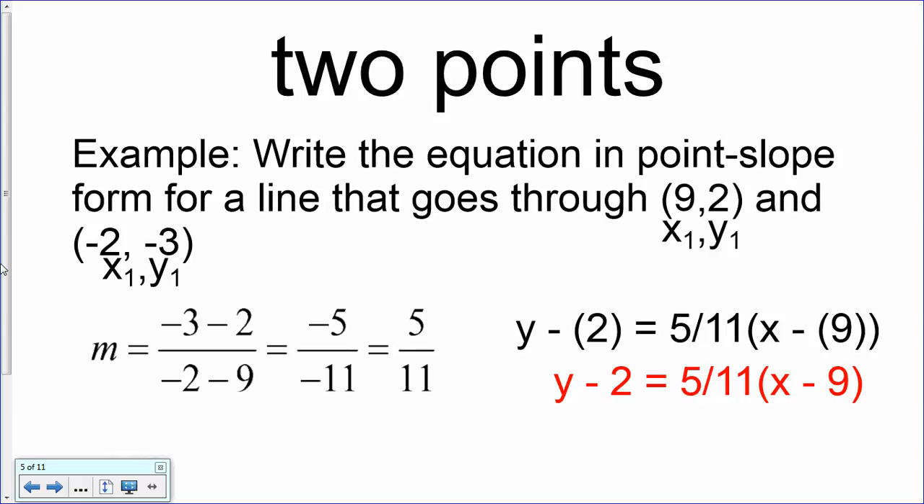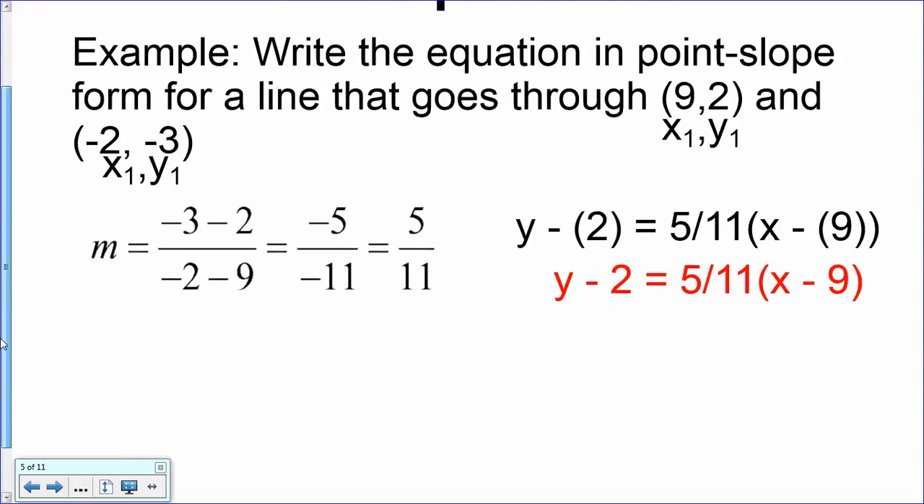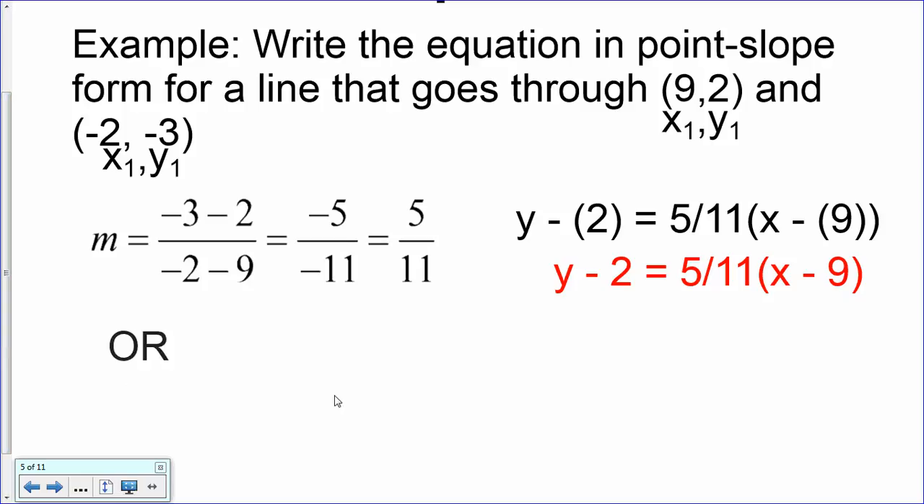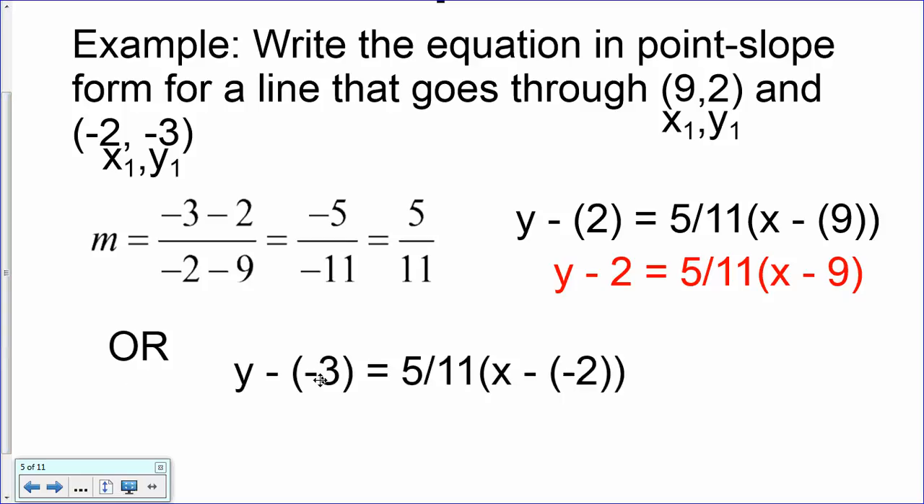Or, if you wanted to use the other point, -2, -3, you can plug in that stuff. And then the double negatives just turn into positives. So you get y plus 3 equals 5/11 times x plus 2. Both the things in the red are correct. So this one, there could be multiple answers depending on which point you pick. However, all the slopes should be the same. Alright, so these I will focus more on where you got the material from and make sure that's correct. Then it matches my answer.